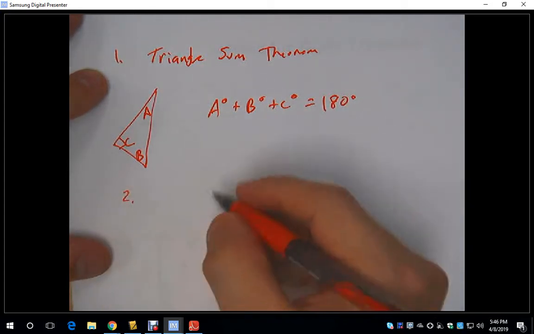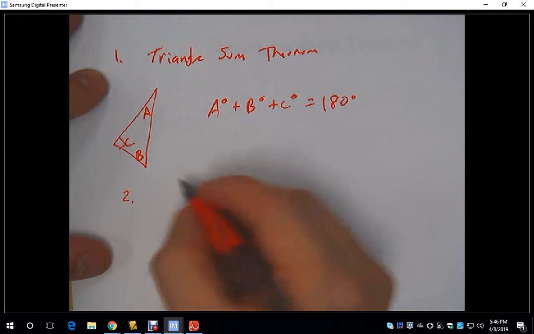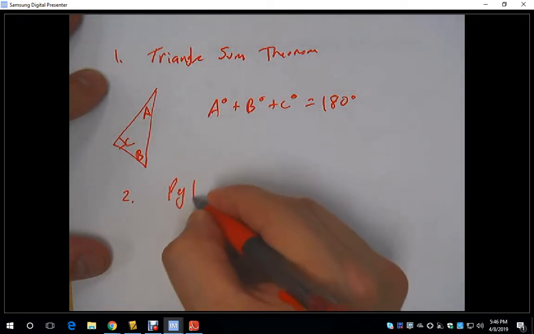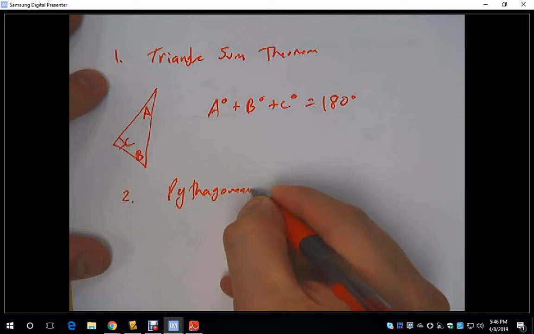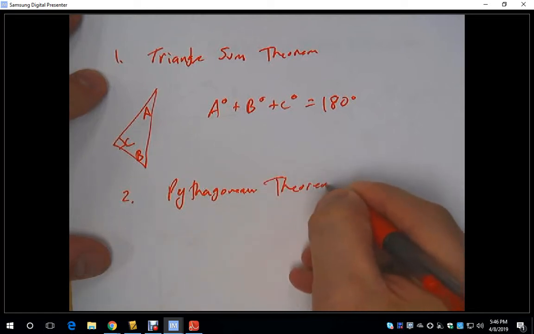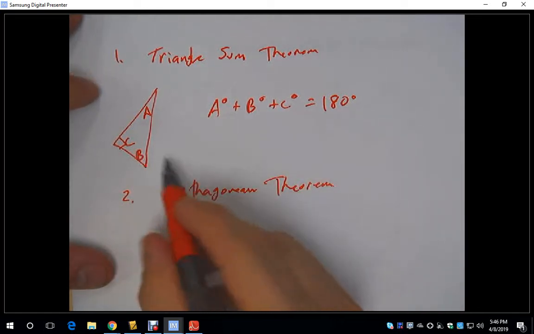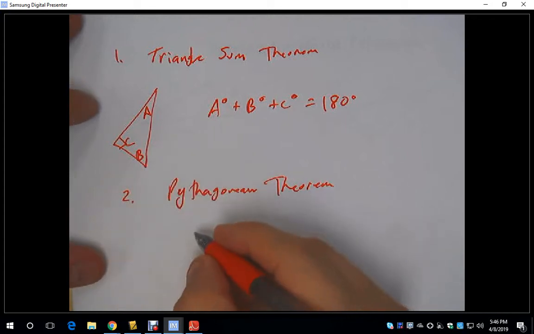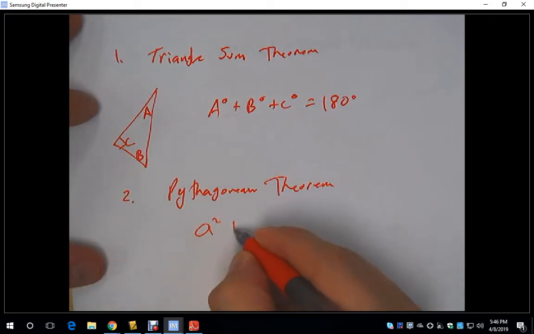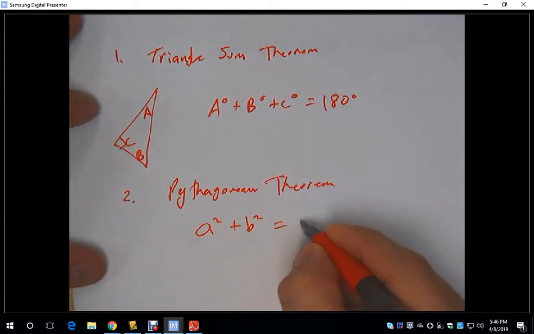We also have what's called the Pythagorean theorem. The Pythagorean theorem says that if I'm given two sides of a right triangle, I can take one side squared plus another side squared equals the longest side squared.